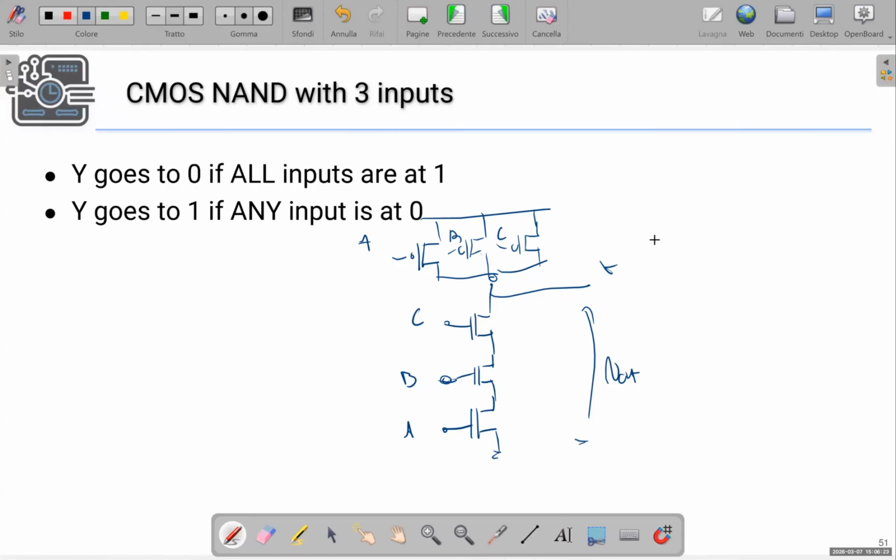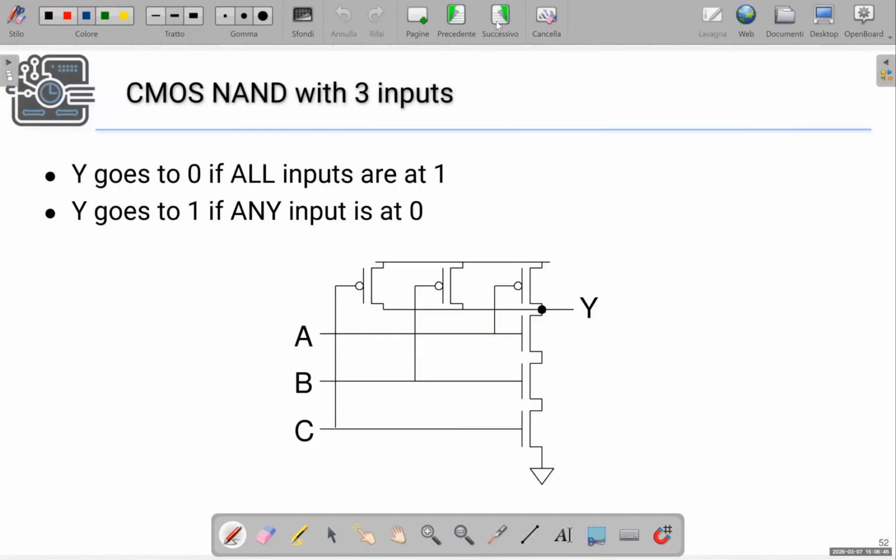When we have any of the inputs at 0, that is, when we have either not A or not B or not C, this pull-up network forces the output high. So in the end, the behavior of this gate is like a 3-input NAND gate. Okay.